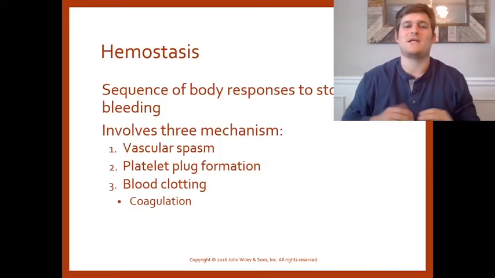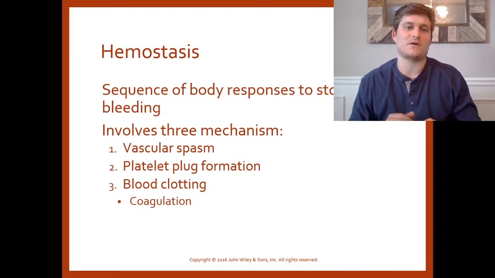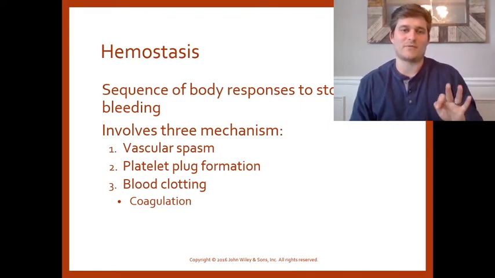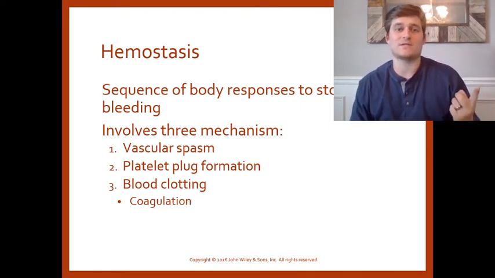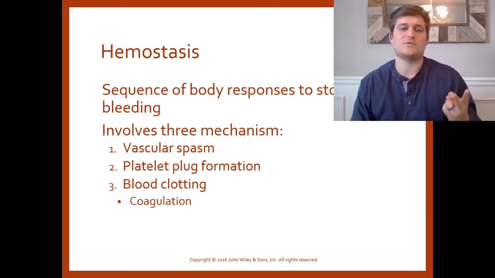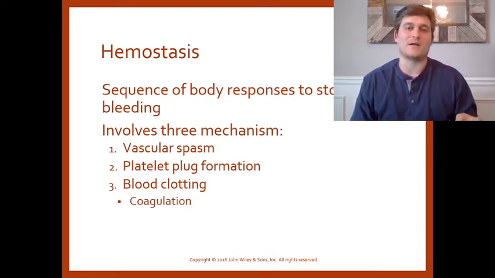So how does this hemostasis, as it's called, occur? Well, there are 3 different mechanisms that must happen. 1 is called the vascular spasm. 2 is called the formation of the platelet plug. And 3 is the blood clotting.